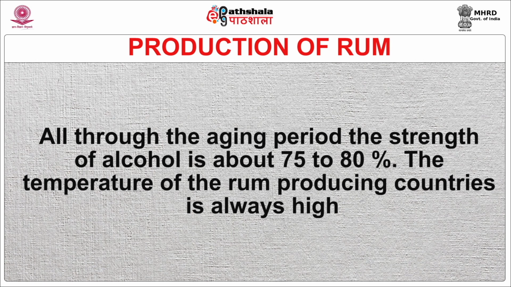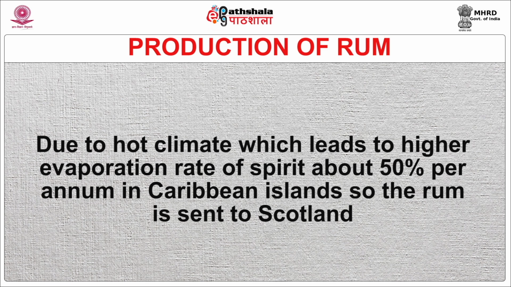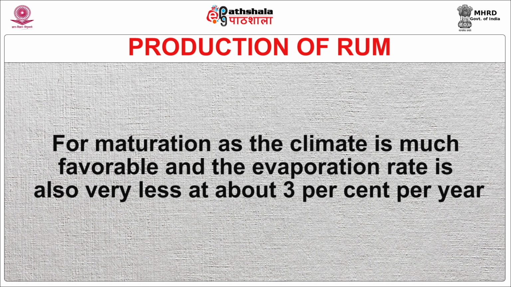Although during the aging period the strength of alcohol is about 75 to 80%, the temperature of the rum producing countries is always high due to the hot climate, which leads to a higher evaporation rate of spirit, about 50% per annum in the Caribbean islands. So, in the Caribbean islands, they send rum to Scotland for maturation as the climate is much more favorable and the evaporation rate is very low, at about 3% per year.